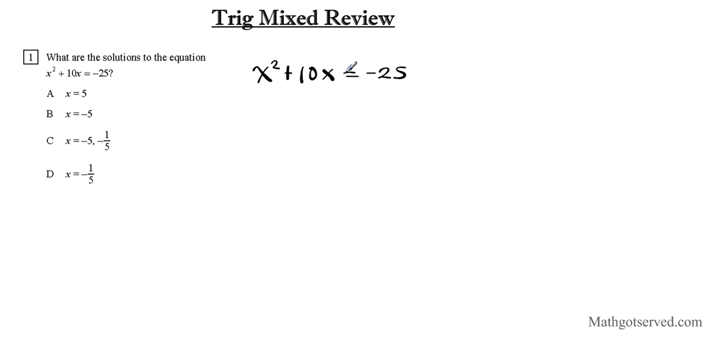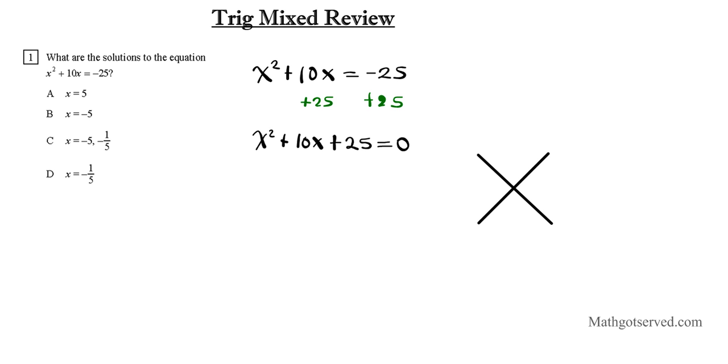To put it in standard form, you need to set it equal to 0. So add 25 to both sides, and then we'll have x squared plus 10x plus 25 equals 0. Now we can factor this using the x game. So we'll make our little x. AC goes on top, B goes on the bottom. There's a 1 here for A, so AC is 25 and B is 10. And 5 and 5 works because 5 times 5 is 25 and 5 plus 5 is 10.